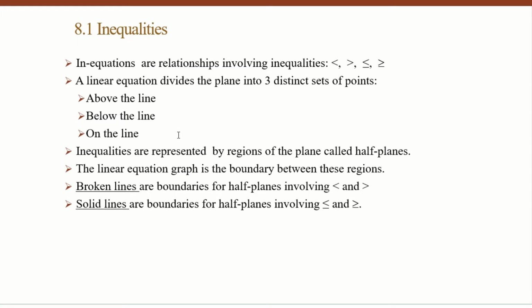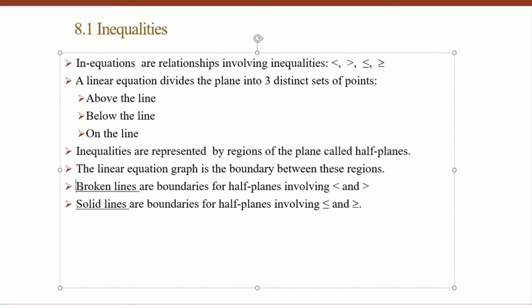What we did on the line was in chapter 7, where you were needed to draw the y equals mx plus c line. You just draw the line. So we're only talking about the line. Right now, when you're talking about y more than or equal to, it's above the line. y less than or equal to is below the line. So the linear equation graph is the boundary between these regions.